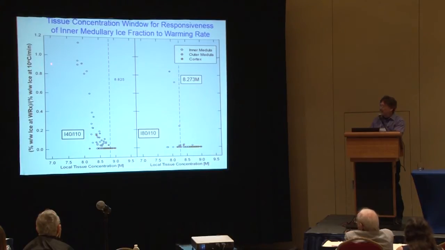And you see, as long as you're fairly dilute, like below 8 molar or something, warming rate doesn't really help you that much. But as you get higher in concentration, you can snuff out ice formation fairly effectively by just increasing the warming rate from 10 to 40 degrees a minute. And the results are more dramatic if you increase from 10 to 80 degrees a minute. You snuff out ice formation at local tissue concentrations of about 8.3 molar, which is remarkably dilute. So that higher warming rate is very attractive.